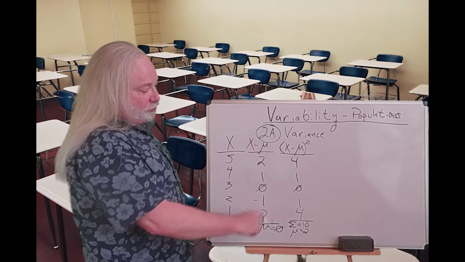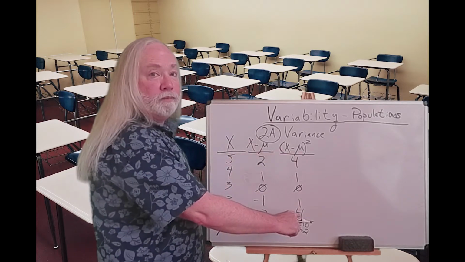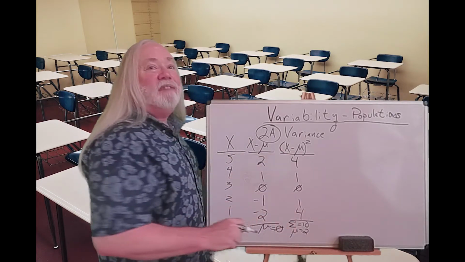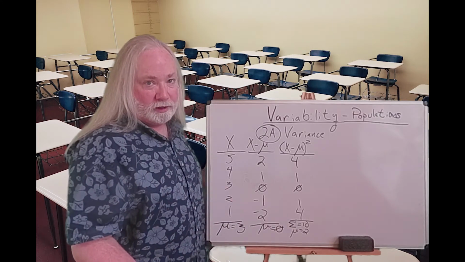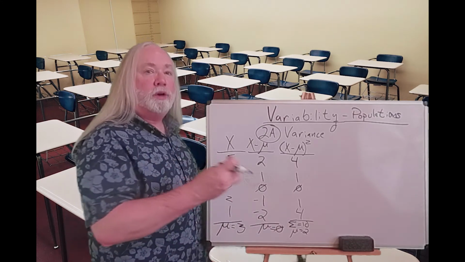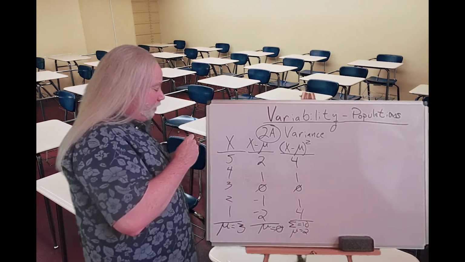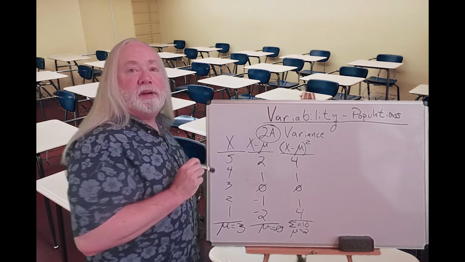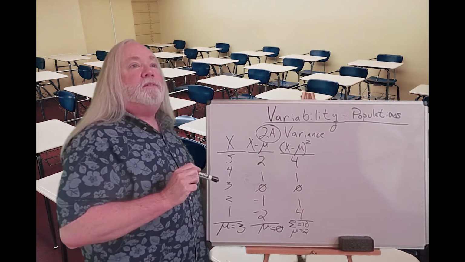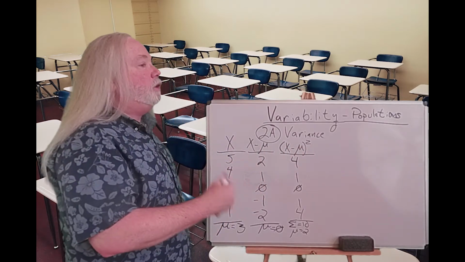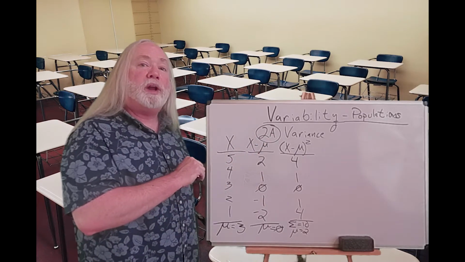Why? These are the distances, but I squared them. So what I really have is the average squared distance of the raw scores from the mean. This is a measurement of variability called variance. So variance is a step along the way to getting done what we say we want to do.